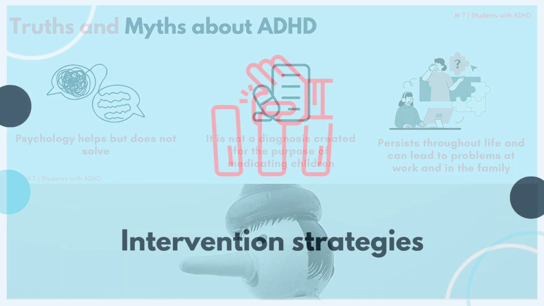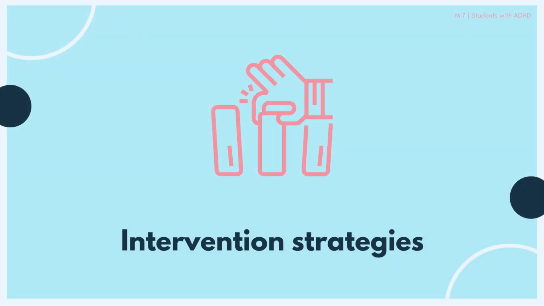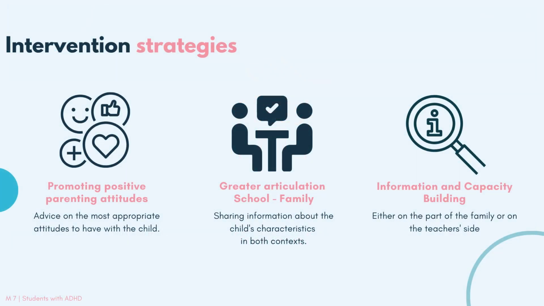We then move on to practice with reference to some intervention strategies. First of all, it is essential the promotion of positive parenting attitudes. It is important to seek advice on the most appropriate attitudes to have with the child. Greater articulation between school and family. Share information about the characteristics of the child in the two contexts. And definitely more information and capacity building, either by the family or by the teachers.